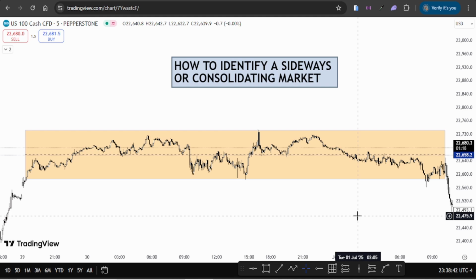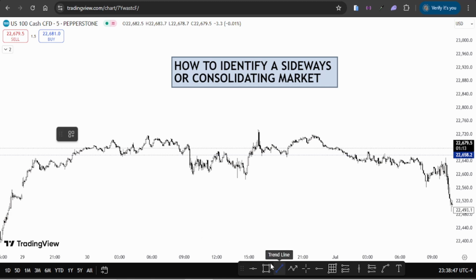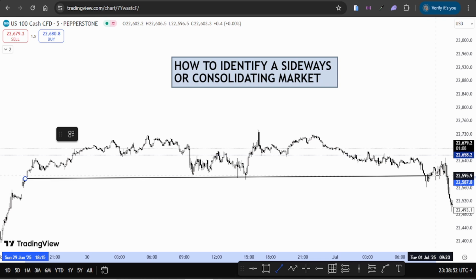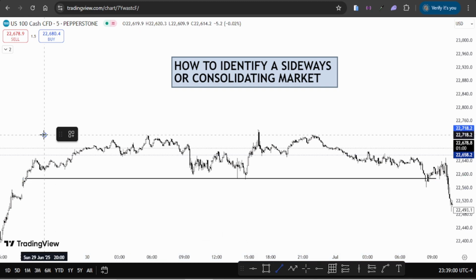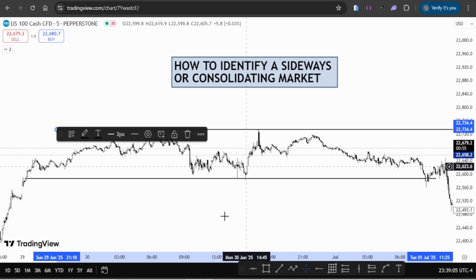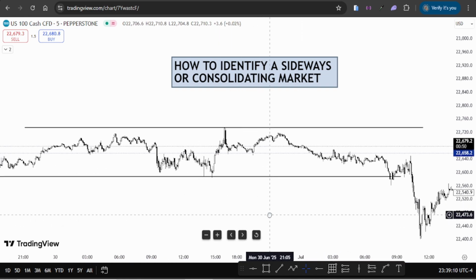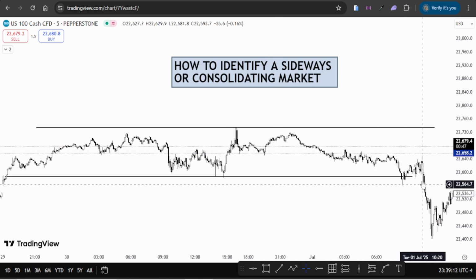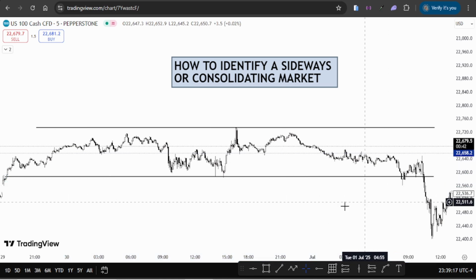The second way you can mark out a consolidating market is using your trend line tool. You can easily draw out a line. If you want a straight line, hold down your shift key and it automatically gives you a straight line. So you can use a trend line tool to mark out your consolidation and wait for the market to break down or break up. So this is exactly what happened after this consolidation. Smart money started to take price to the downside.